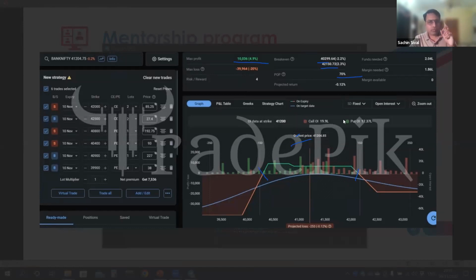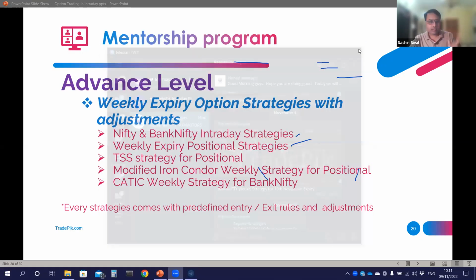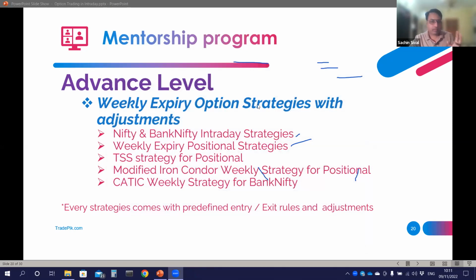I will show you the current situation of this strategy, like what the current market price of this strategy is, what the current profit and loss of this strategy is, and where Bank Nifty is right now.